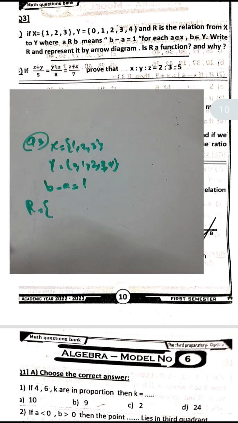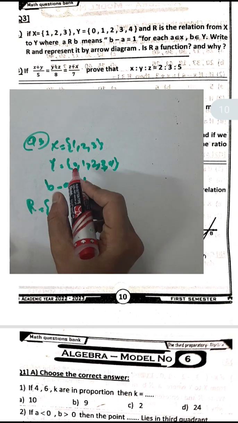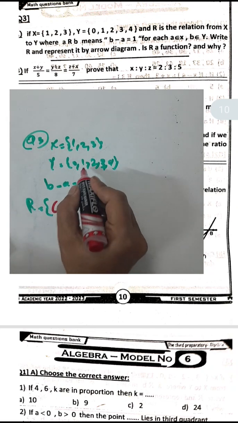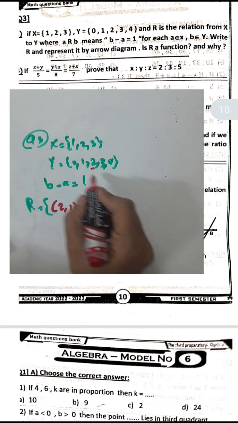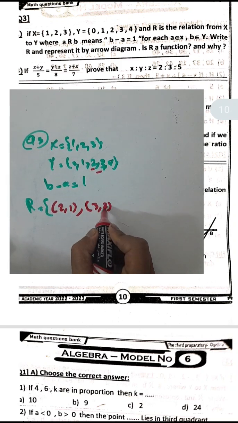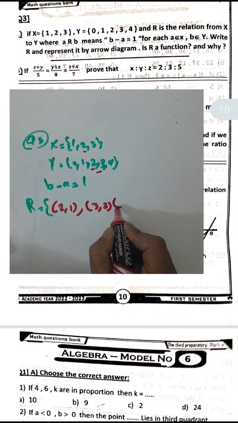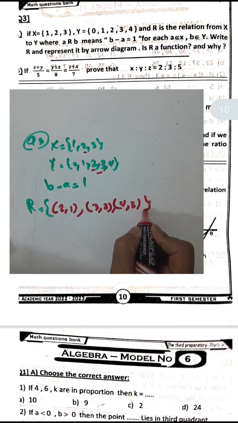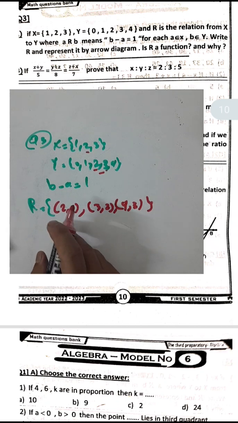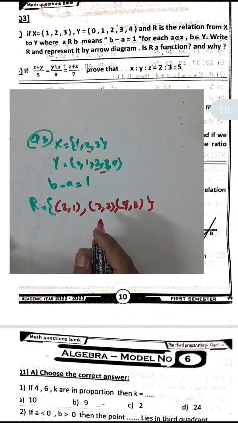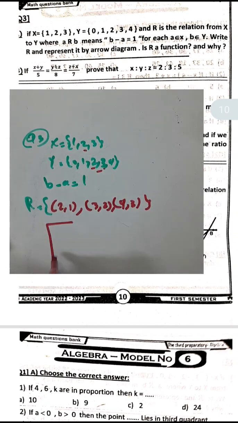Here, b subtract a equals 1: 2 minus 1 equals 1, 3 minus 2 will be 1, and 4 minus 3 will be 1. That is the relation between a and b. Okay, and then represent it in a diagram between X and Y.